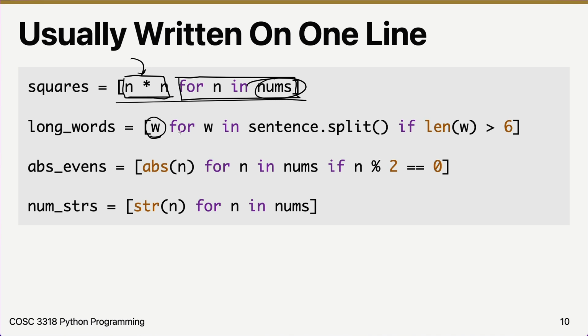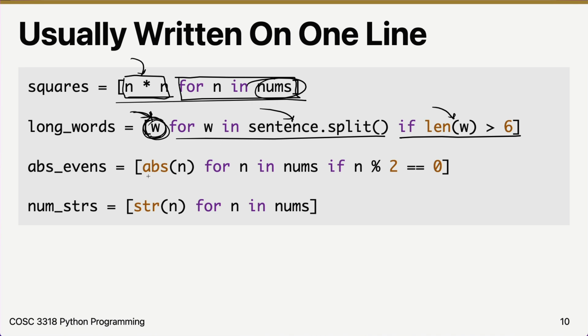Down here, what am I looking at? Okay, I'm just looking at w, some w for w in sentence.split. So it's going to be a word. For each of those words, all I'm going to do is get that word. Then way down here, it says if the length is greater than 6. So in this case, what I'm saying is I want all of the words from the sentence split if the length of the word is greater than 6.